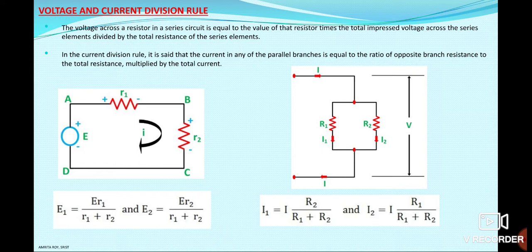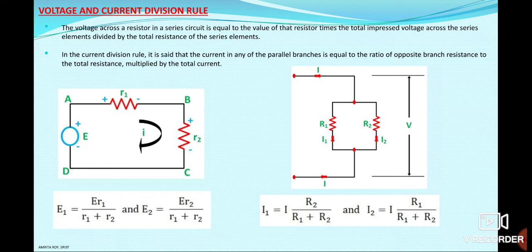To calculate the voltage drop across R1, we will apply the voltage division rule as E1 equals the supply voltage multiplied by the resistor R1 divided by the total resistance present in the circuit, that is R1 plus R2. Similarly, for calculating the voltage drop across R2, we will write the equation as E2 equals the supply voltage, that is E, multiplied by R2 divided by R1 plus R2, that is the total branch resistance or the total resistance present in the series circuit.